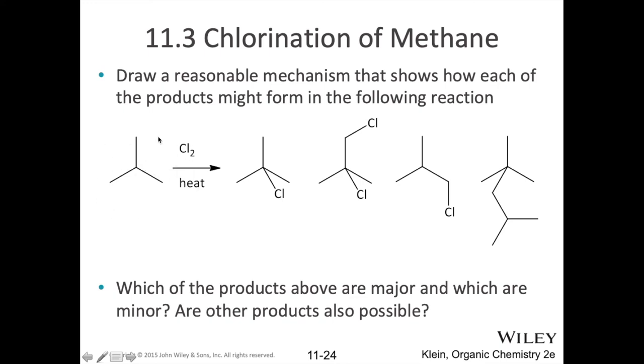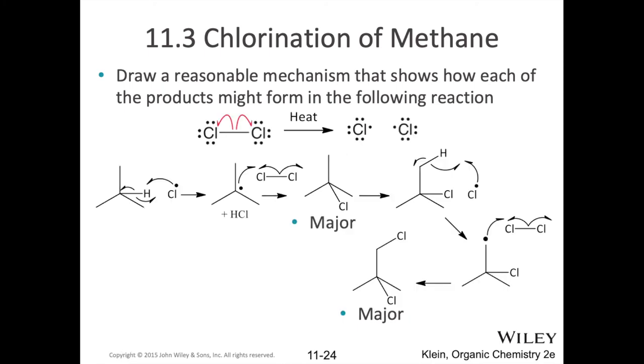So again, we're doing a chlorination here, and here are some of the different products we could make. Okay. So ask yourself, which of these are probably major products? Which one's a minor? Okay, so here's how each of those are produced, right?